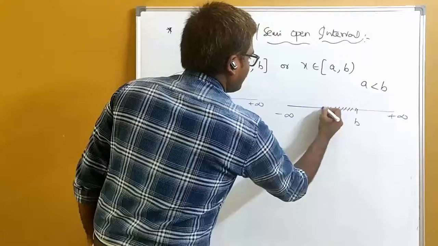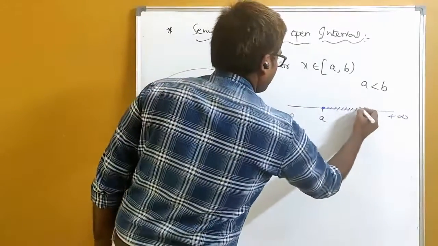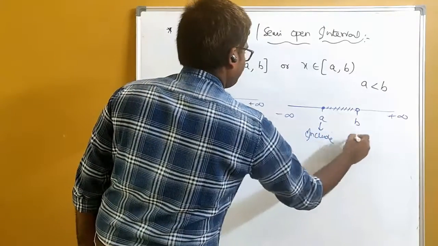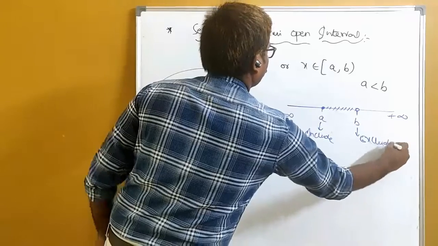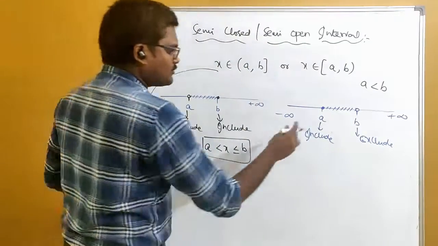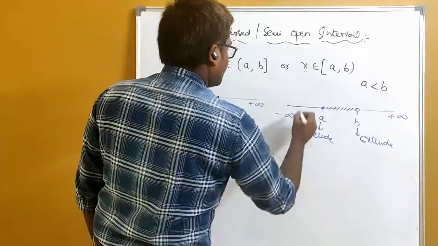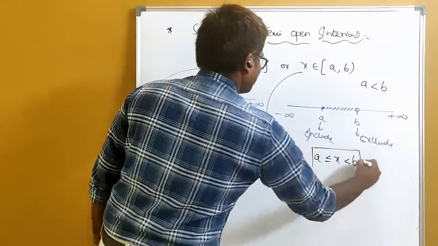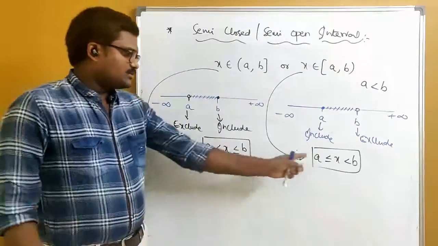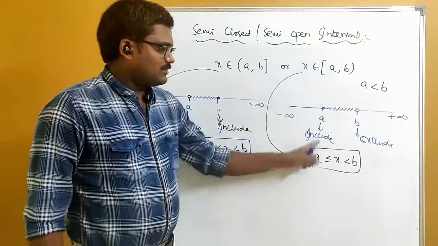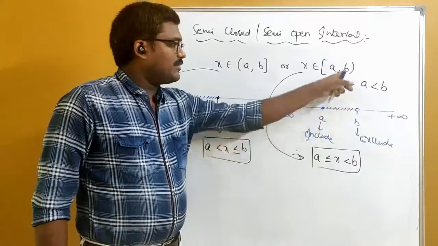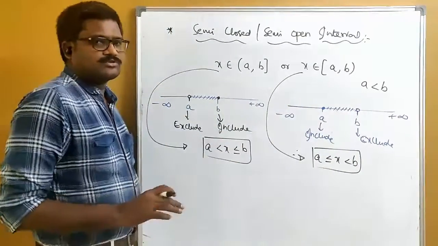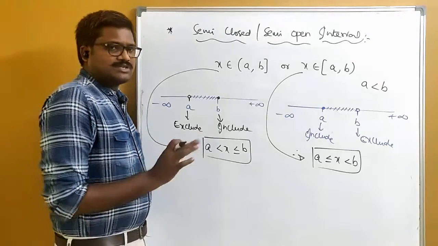But at A I have dot, but at B I should use bubble. So in this case I will include A, I will exclude B. Understood? And the remaining values between A and B are same. So the same thing can be written as A less than or equal to X less than B. Because at A we have closed interval, that's why I am using A less than or equal to X. At B I have open interval, so I am not using equality. So open means you are not supposed to use equality. Closed means you have to use equality.